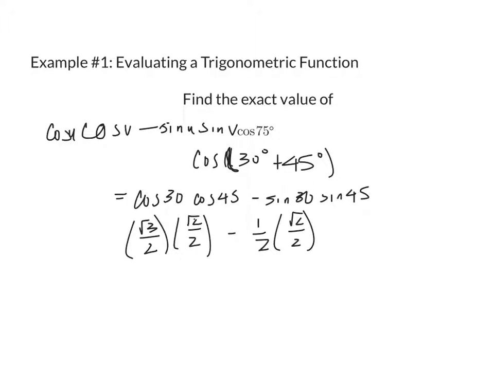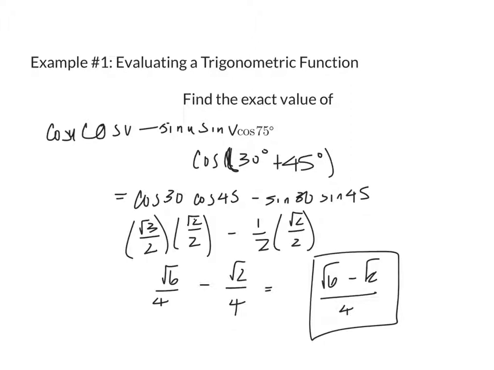In the end, that's going to leave us with the square root of 6 over 4 minus the square root of 2 over 4. And just to give them a common denominator, your final answer would be square root of 6 minus the square root of 2 over 4. And that's it. Let's take a look at the next example.